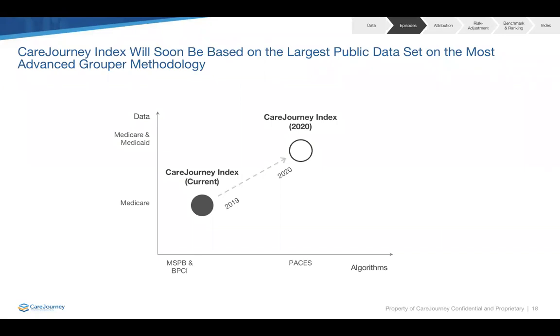So that covers a little bit of the current state, which is we understand the world that we're in. We today operate mostly on Medicare fee-for-service data, and we're able to compute episodes at the MSPB layer for every DRG and these bundles that have been built for BPCI Advanced. But we know where we're heading. We're going to be adding Medicaid encounters as CMS releases it later this week, and we are looking forward to incorporating the PACES algorithm into the CareJourney Index, obviously with full member input as we do with all of our programs.